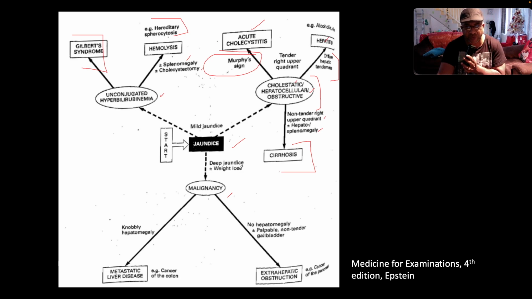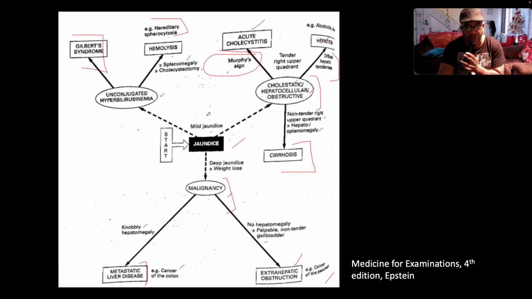If dealing with a patient who has very deep jaundice with weight loss, you're thinking maybe there's a malignancy afoot. Then you want to consider if there's knobbly hepatomegaly, it could be metastatic liver disease like CA colon. But if there's no hepatomegaly, but you do have a palpable but non-tender gallbladder, you're thinking about extrahepatic obstruction, which is where we invoke Courvoisier's law, which states that in the presence of a non-tender but palpable gallbladder, the obstruction is more likely to be carcinoma than stones, especially the poster child for that, CA head of pancreas.